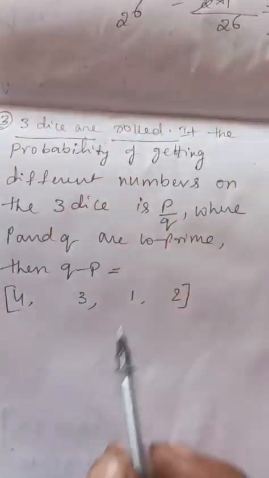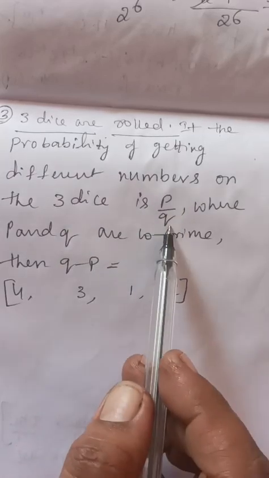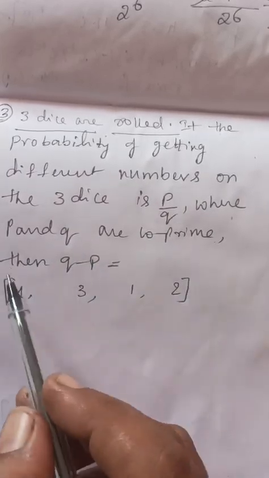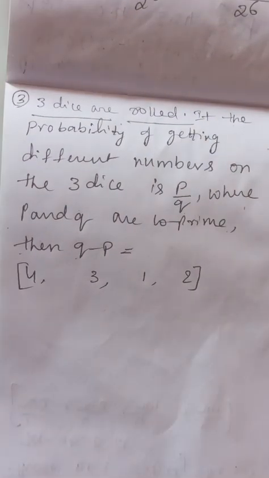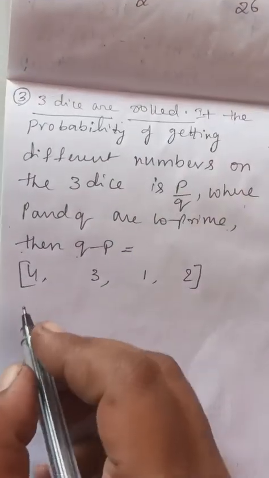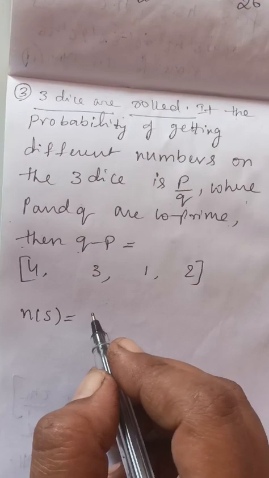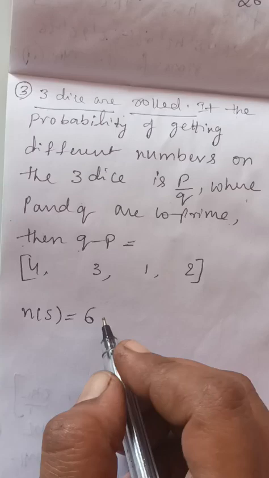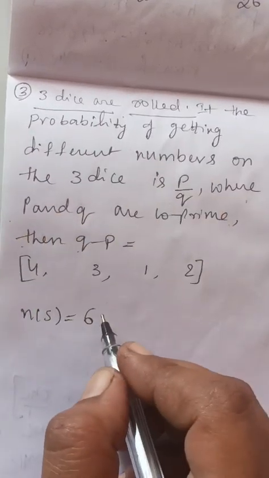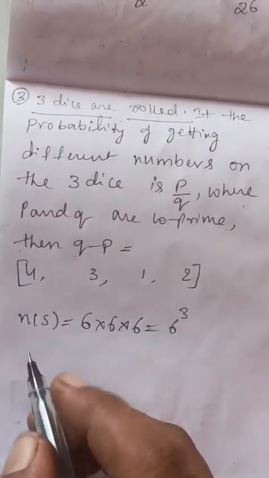3 dice are rolled. If the probability of getting different numbers on the 3 dice is P by Q, where P and Q are co-primes, then Q minus P is. Here 3 dice are rolled. So N of S, the number of points in the sample space, is 6, since each die has 6 faces. There are 3 dice, so 6 into 6 into 6 is N of S, that is equal to 6 cube.